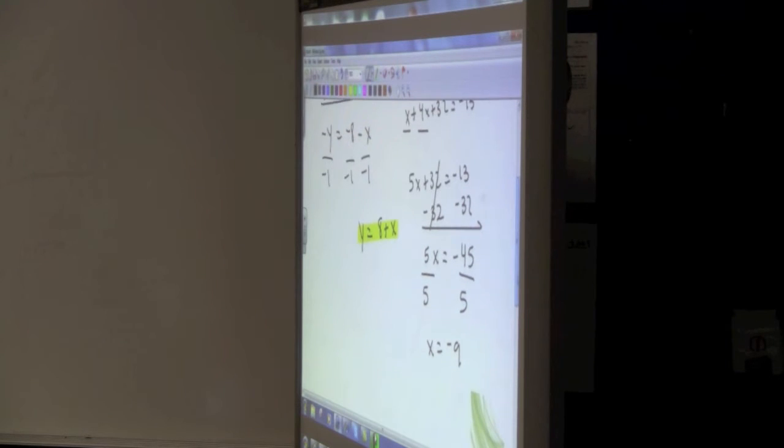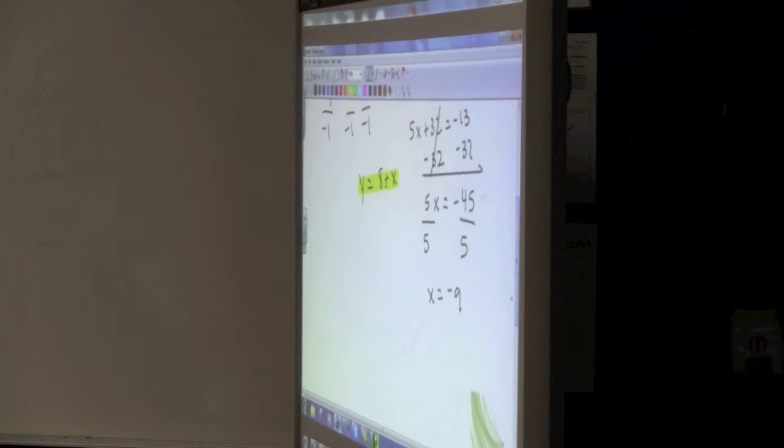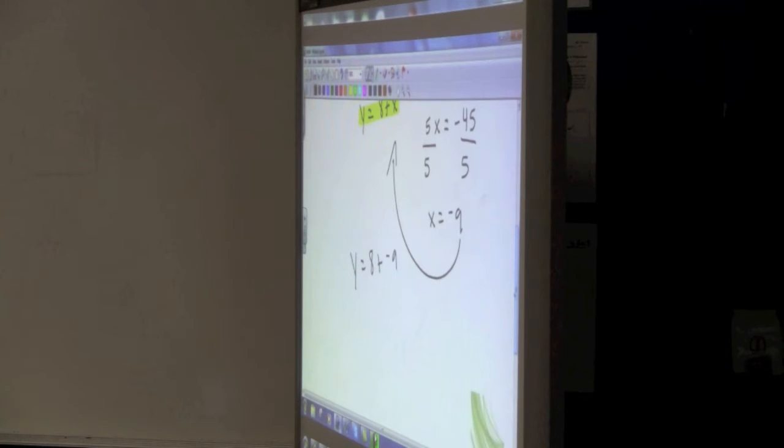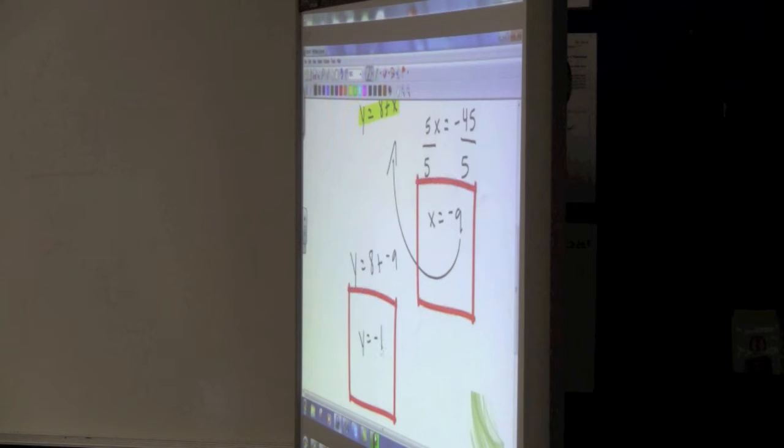Now, we already solved for our x. Now what we have to do is solve for our y. So let's plug in the -9 over here to solve for our y. So y equals 8 plus -9, and this will be -1. And y equals -1, and x equals -9, and that's your final answer.